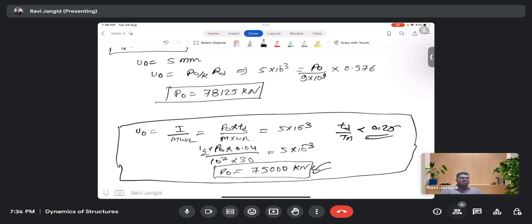Is it compulsory to use 0.25? Yes, because this is the extreme limit, and we are going with an approximation of 0.25. You can see we are getting around 4% variation. If you go to 0.3, then the variation would be higher.